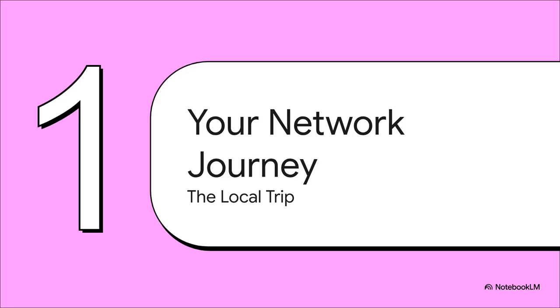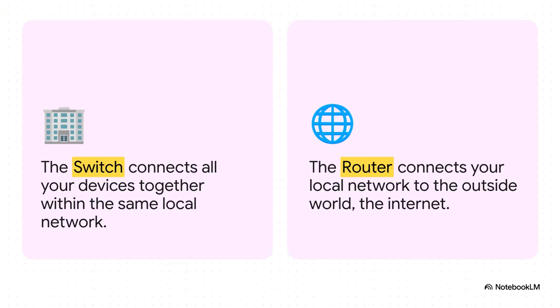And for our packet, that journey begins right where you are, on your local network, or what the tech folks call a LAN. This is basically your digital neighborhood. It's all the devices in your home or your office that are connected and talking to each other. Now, inside this digital neighborhood, there are two devices that are the real stars of the show. You've got a switch, which you can think of like an internal mail sorter for a big office building, directing traffic inside. And then you have the router, which is kind of like the main post office that connects your entire building to the rest of the city.